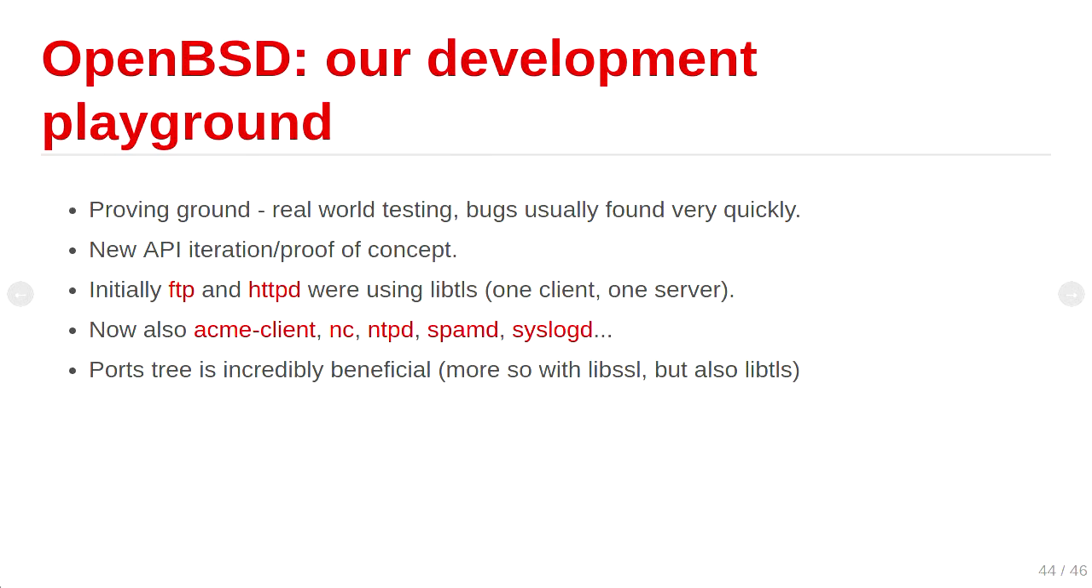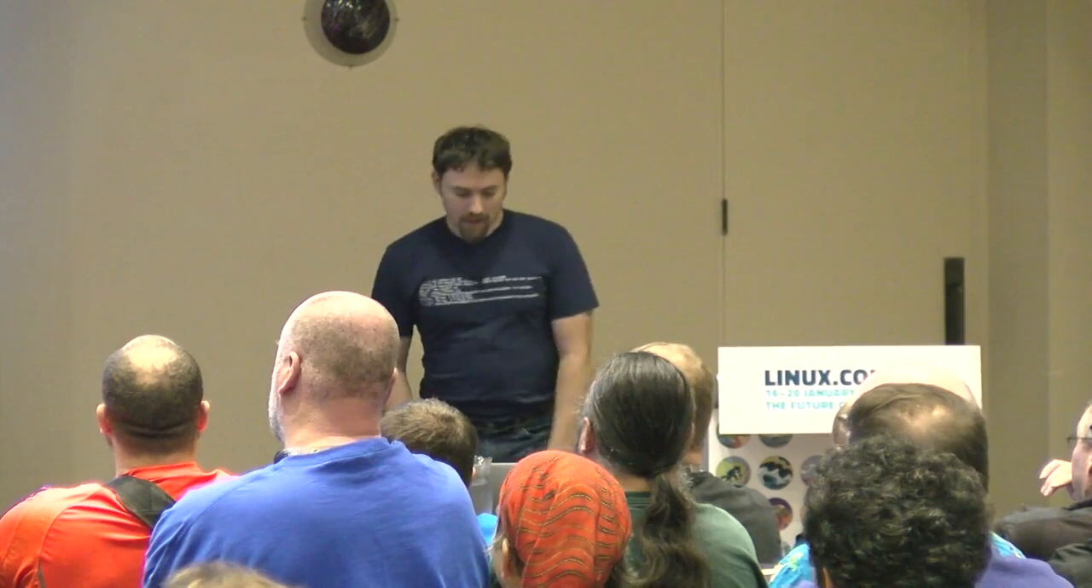Just quickly, OpenBSD is our development playground, and I need to acknowledge this. One of the reasons that libtls and LibreSSL in general have been, from my perspective, successful is that it's a proving ground. When I first did LibreSSL, which became libtls, the first thing which got changed was our FTP client, which is effectively a fetch tool. HTTPD, which got written later on, funny story there, we actually managed to get one of our developers drunk at the hackathon and basically dared him that he couldn't write an HTTP daemon. We had one the next day.